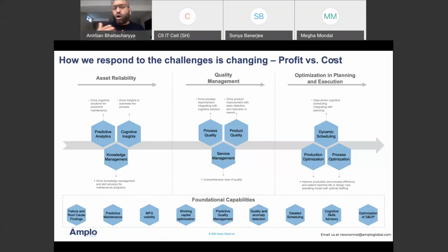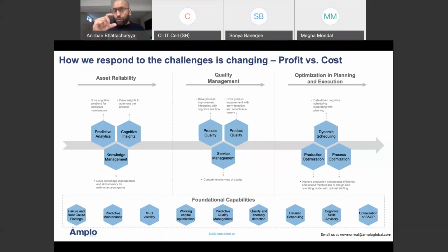Before that, let's talk about some of the fundamental capabilities of manufacturing that we cannot disregard. We need to make sure that we have a good plan of action here. I will pick a few. One would be your skills advisory, which is very important right now, especially post-pandemic, where you need social distancing and really creating good multi-skilled operational leaders, managers, supervisors, and operators.